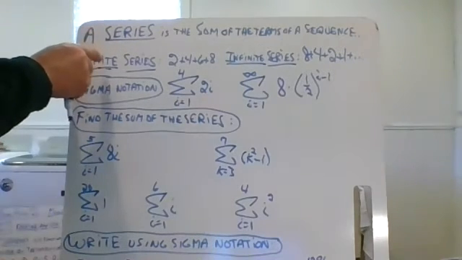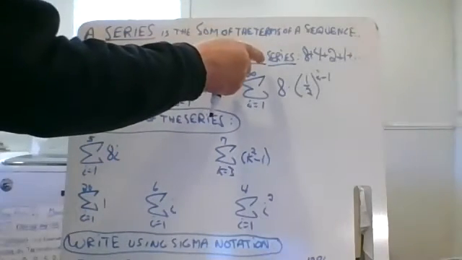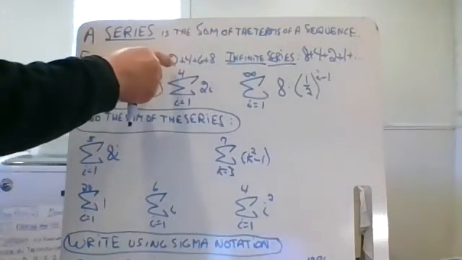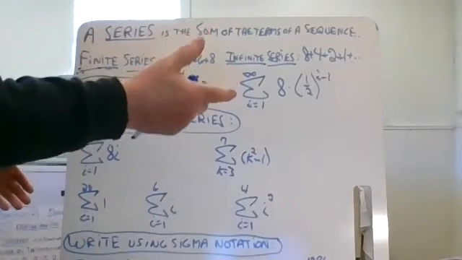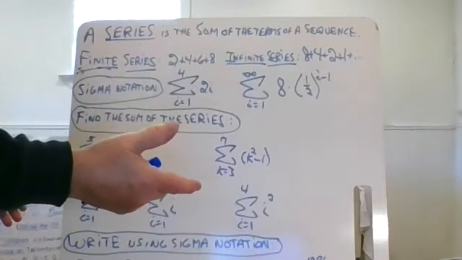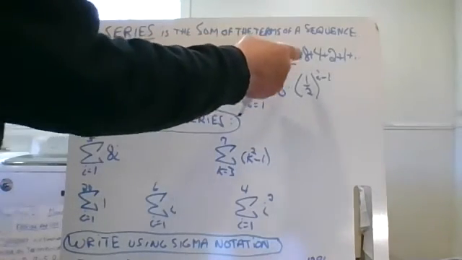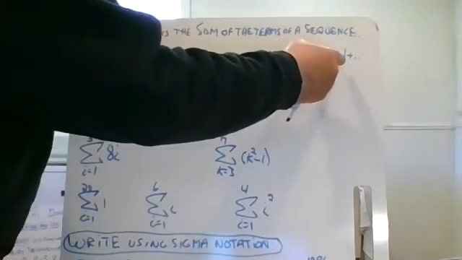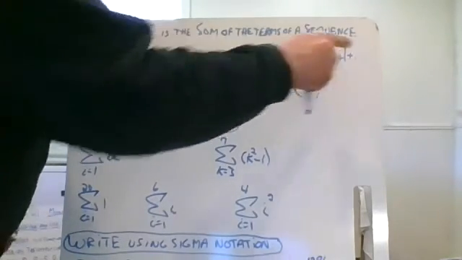Now, you have finite series and you have infinite series. A finite series, 2 plus 4 plus 6 plus 8. It has a last term, and you would just add them up. An infinite series, 8 plus 4 plus 2 plus 1 plus ... goes on to infinity.